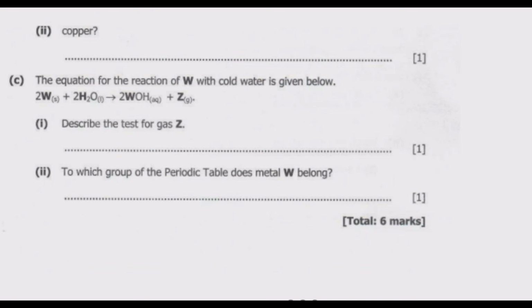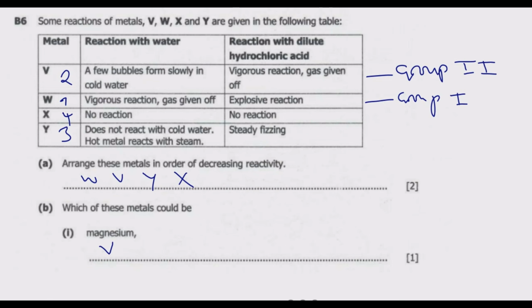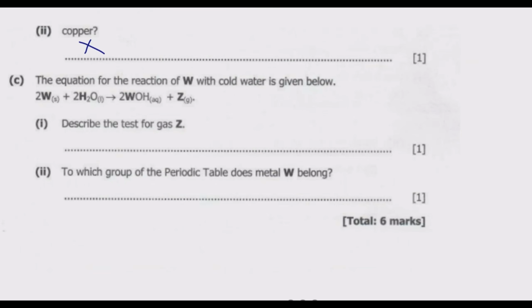Which element would be copper? Copper is less reactive than hydrogen. So the element that would be copper is the one which will not displace hydrogen, either in water or hydrochloric acid. So X would be copper. So this would be copper.